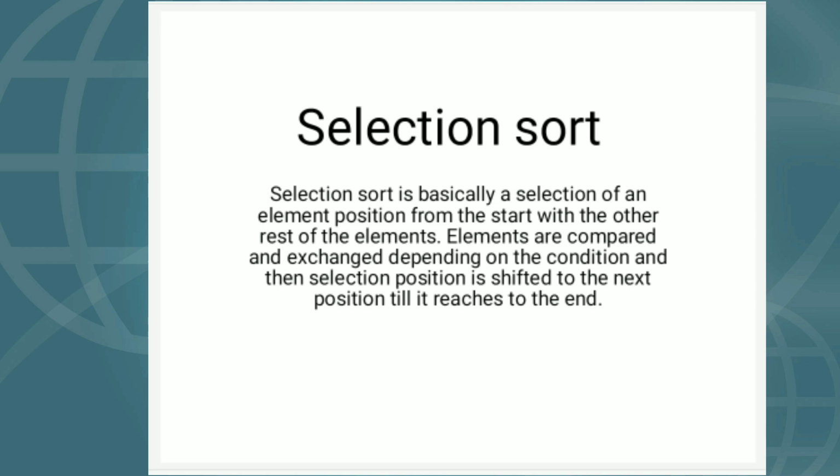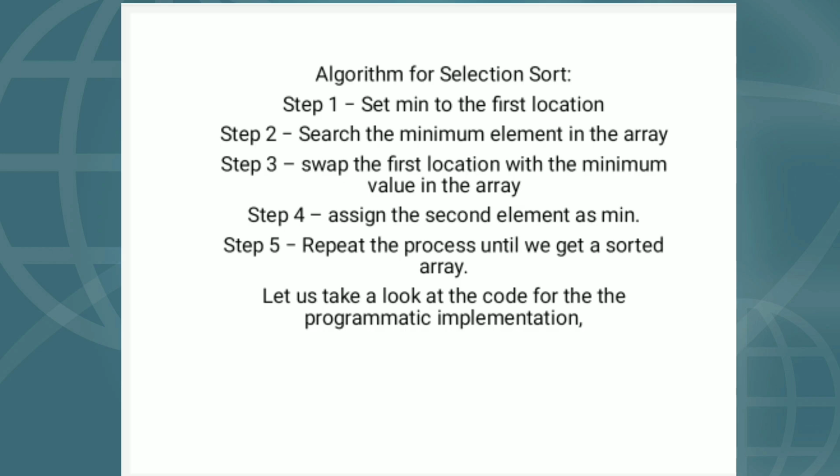So, let us know about the algorithm. Algorithm for selection sort. Step 1: set minimum to the first location. Step 2: search the minimum element in the array. Step 3: swap the first location with the minimum value in the array. Step 4: assign the second element as min. Step 5: repeat the process until we get a sorted array.